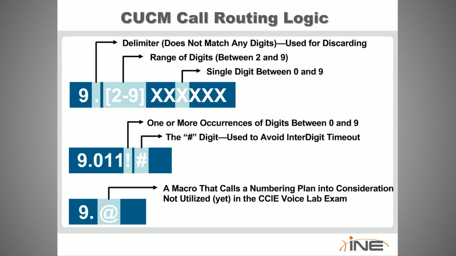You also, in the route pattern, have to specify a numbering plan. And then you can also specify numbering filters. Okay, so you select from a drop-down of the available numbering plans.